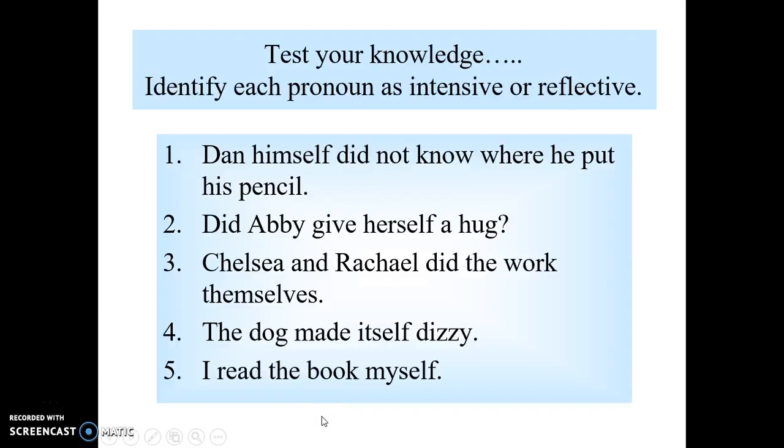Number 5. I read the book myself. Well, let's take out myself and see what happens. I read the book. Sounds the same. Same meaning. Intensive or reflexive?